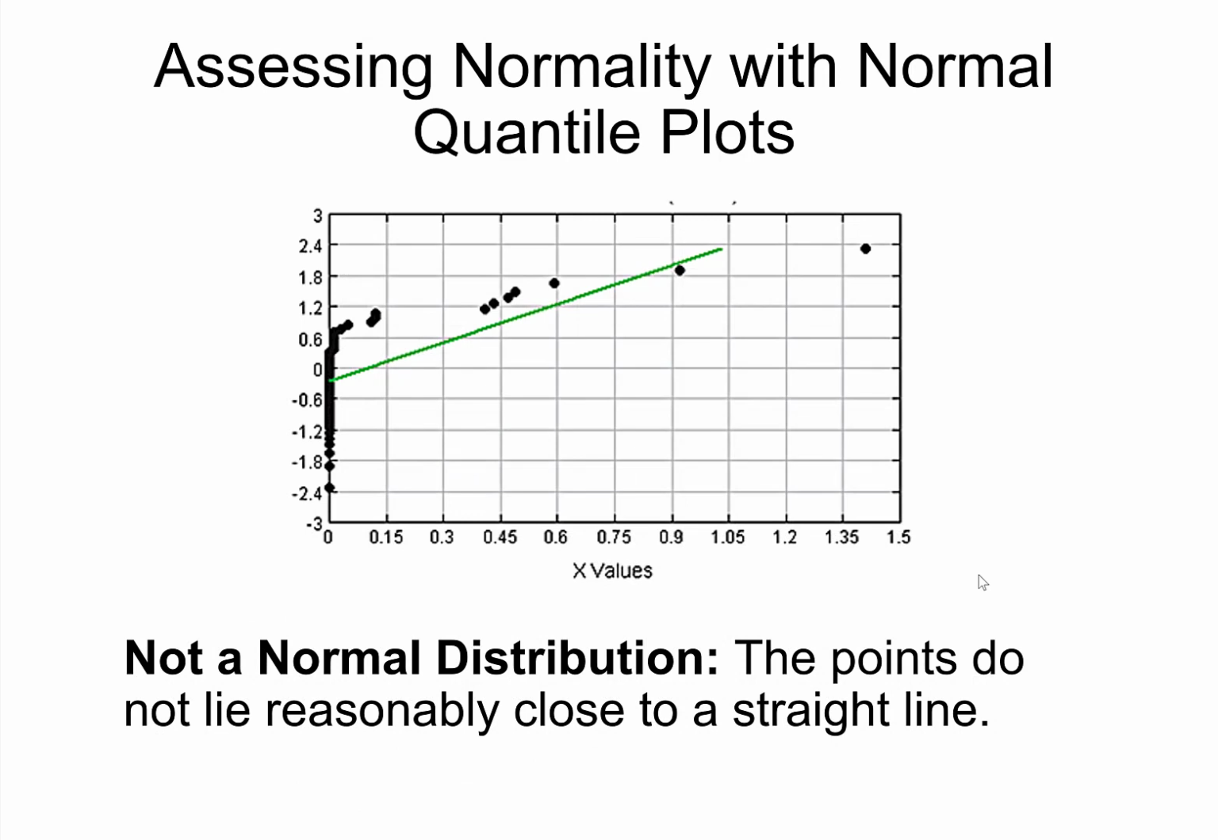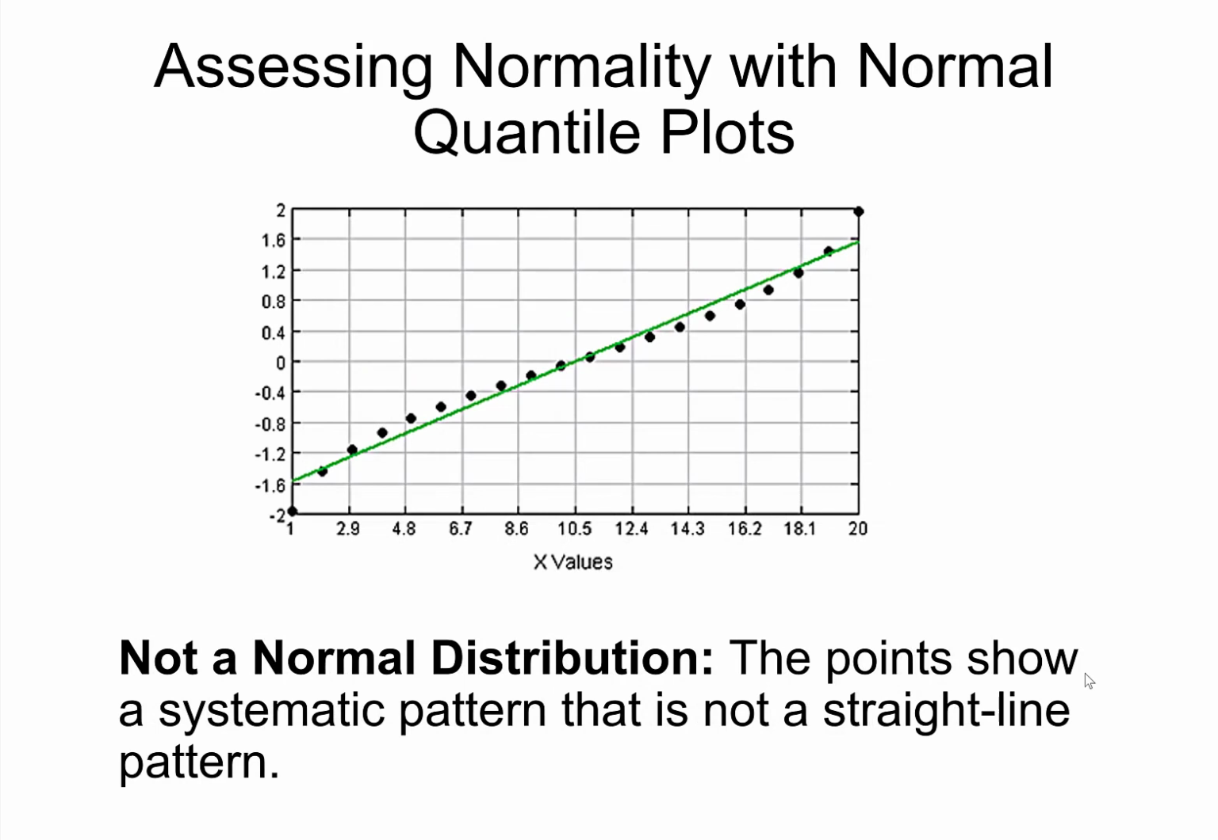Here's one that's not a normal distribution. We see a whole lot of points clustered down here. This is actually a skewed distribution. And then we see points tailing off up here, so it's not reasonably close to a straight line. This one is not a normal distribution.